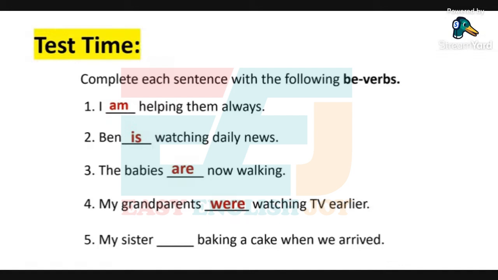Answer: My sister was baking a cake when we arrived. Alright? So we have here "was" because sister is singular and the action took place in the past. My sister was baking a cake when we arrived. We have here "arrived."